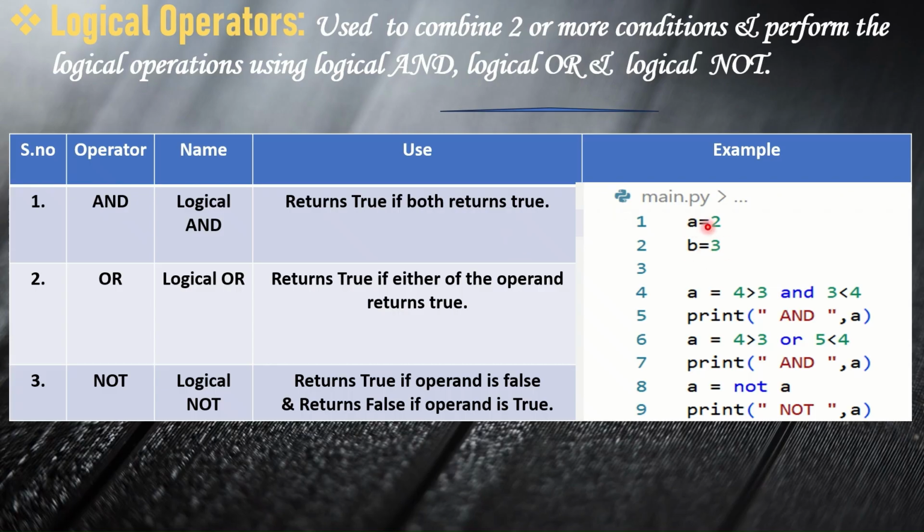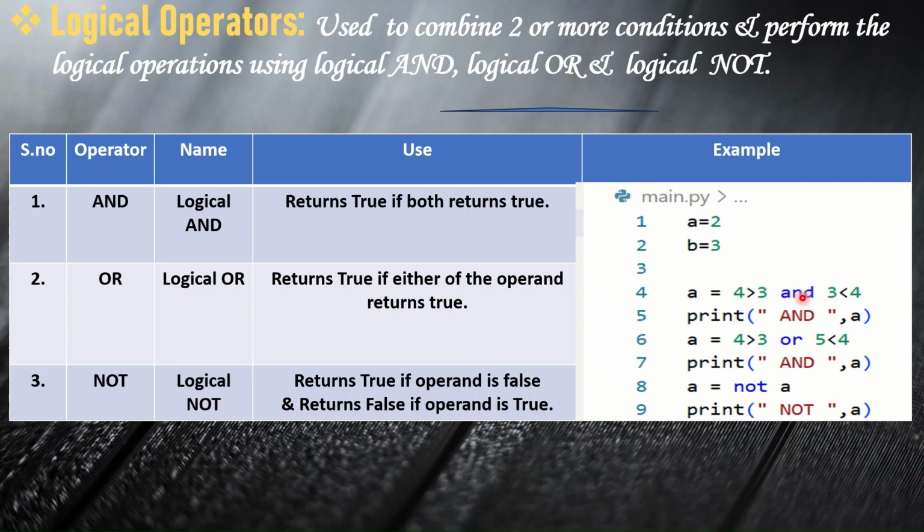Here, if you look at the example, we have A equals 2, B equals 3. And here I'm checking two conditions, 4 greater than 3, and I'm making use of this AND operator in between them. 4 greater than 3 is one condition and 3 less than 4 is the other condition. In between these conditions, I am making use of this logical operator.